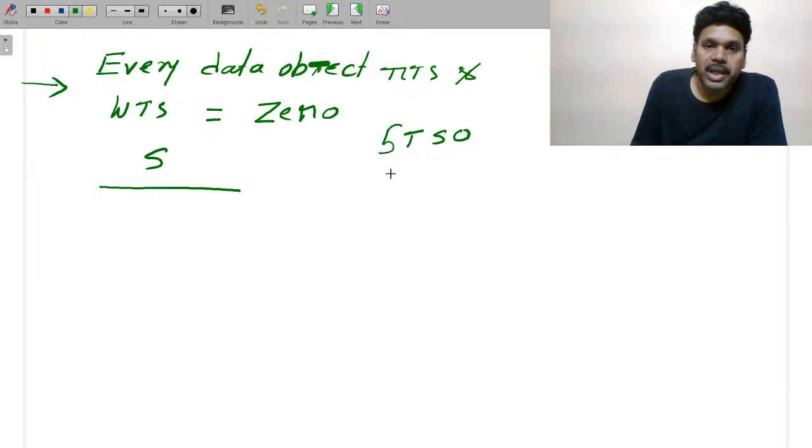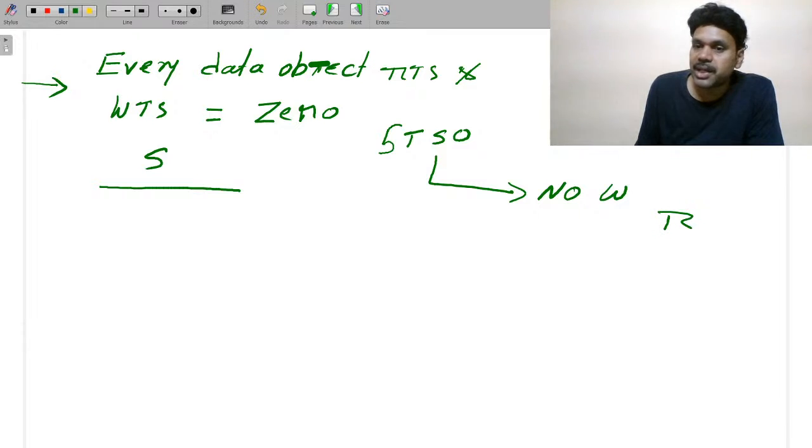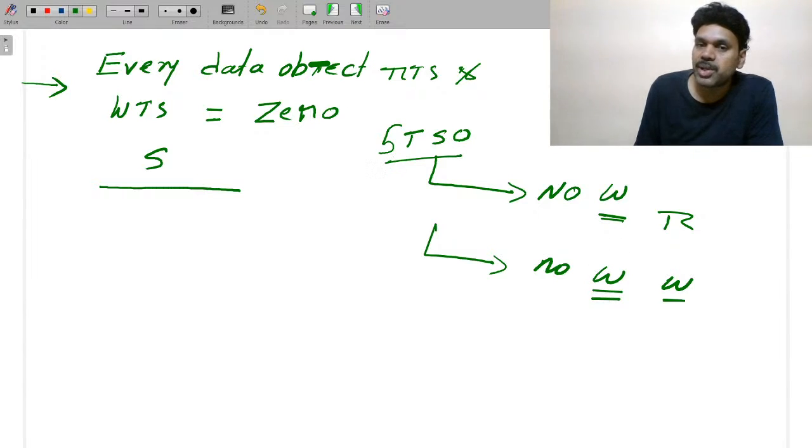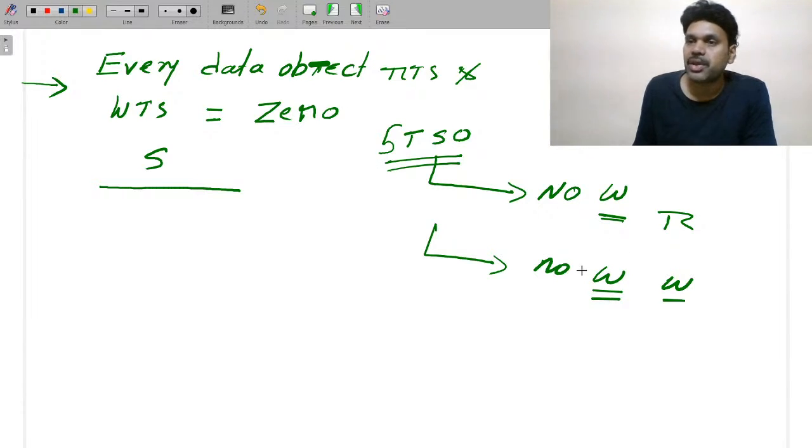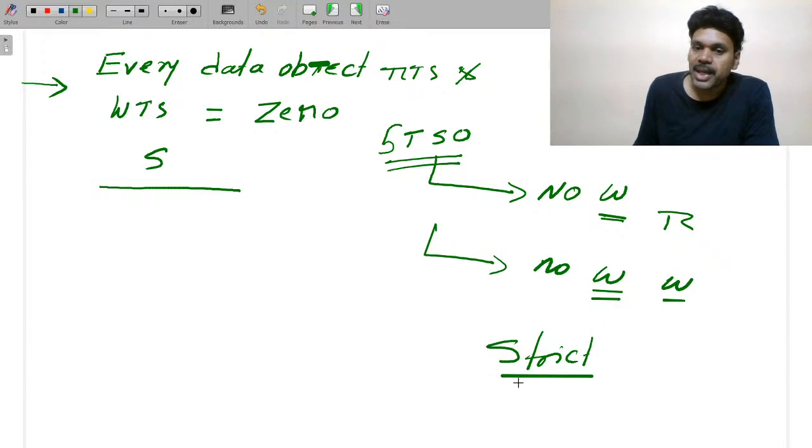So when you are talking about STSO, no write with read conflict, no write with write conflict. Every write operation requires a commit or abort statement before it is shared with others. That is the meaning of the strict property.